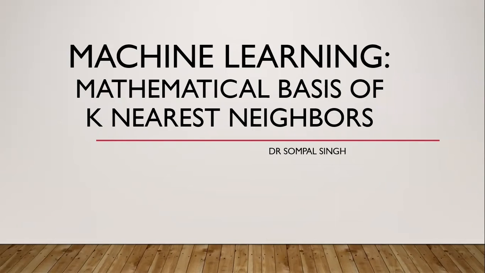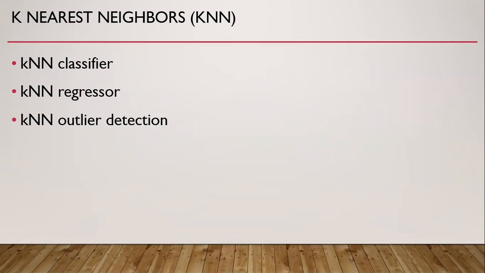Today I'll talk about the mathematical basis of k nearest neighbor. It is part of my series of lectures on machine learning. K nearest neighbor, or in short kNN, can be used for a classification problem or a regression problem, or can be used for outlier detection.